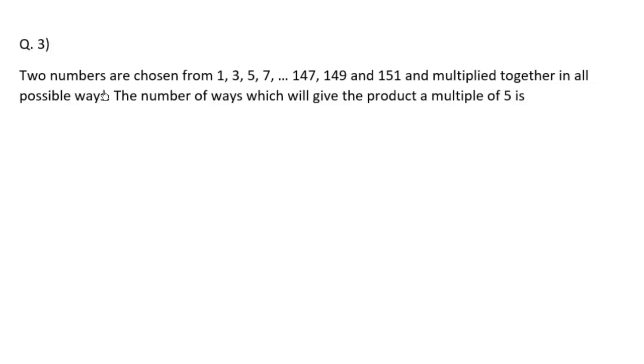Now question number 3 says that 2 numbers are chosen out of this series and they are multiplied together in all possible ways. We have to find the number of ways wherein the product is a multiple of 5. You all know that if I have a into b and this is a multiple of 5, then at least one of these two should be a multiple of 5, correct? Or both can be a multiple of 5.